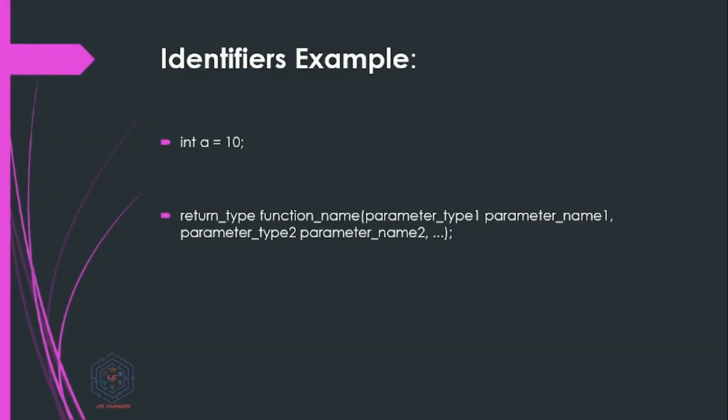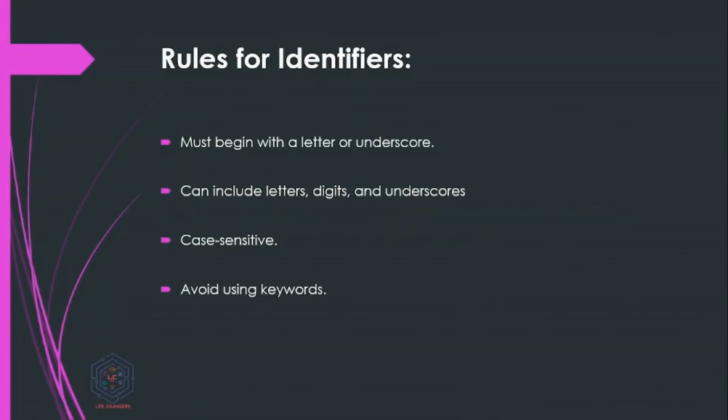There are several rules to create an identifier. Let us see what they are. If we create an identifier, it should begin with a letter or underscore. It must not begin with a number. The second rule is that we can include letters, digits and underscores in the middle of the word. Digits should not come first, but we can include numbers in between the letters.